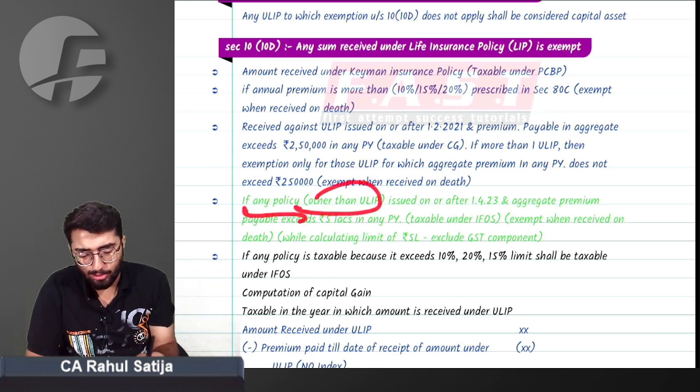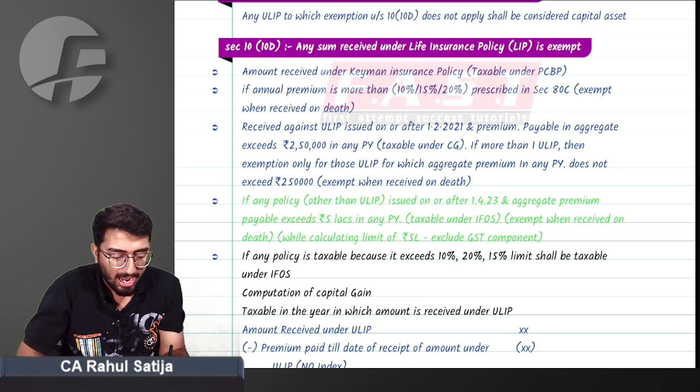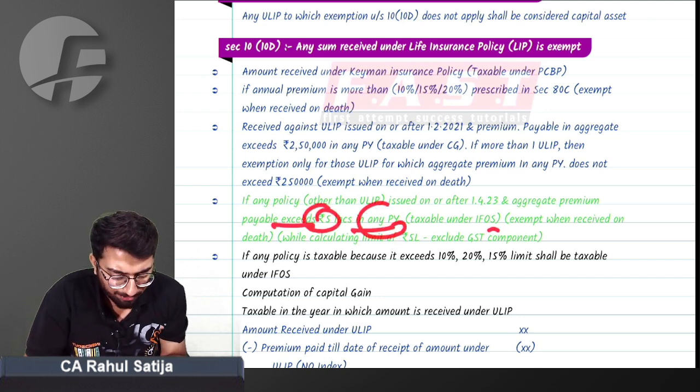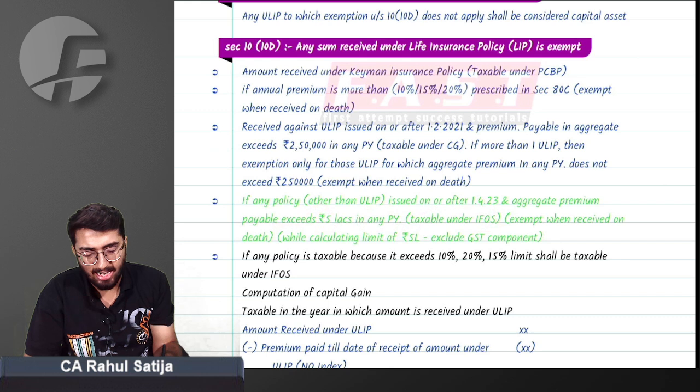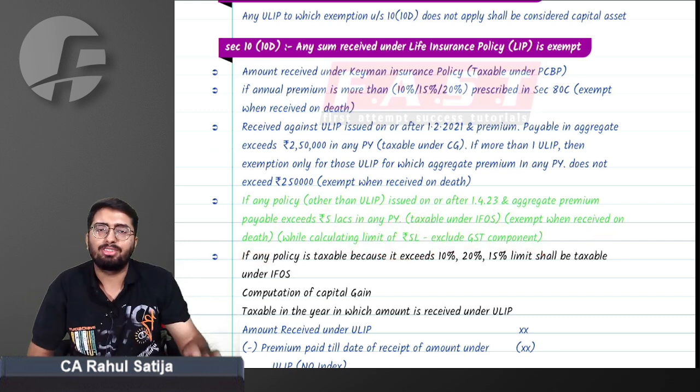If a policy other than ULIP is issued on or after 1st April 2023 and aggregate premium payable exceeds 5 lakh in any previous year, then it will be taxable under IFOS, and it will be exempt if received on death, and I have to exclude the GST component.